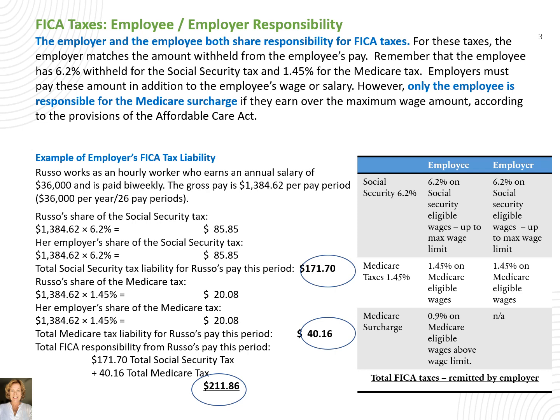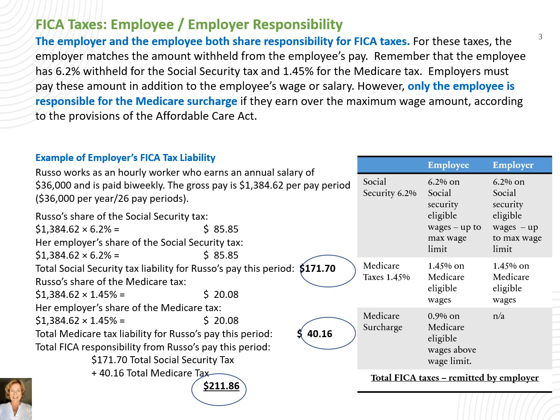Remember that the employee has 6.2% withheld from the Social Security tax and 1.45% for the Medicare tax. Employers must pay these amounts in addition to the employee's wage or salary. However, only the employee is responsible for the Medicare surcharge of 0.9% if they earn over the maximum wage amount according to the provisions of the Affordable Care Act.